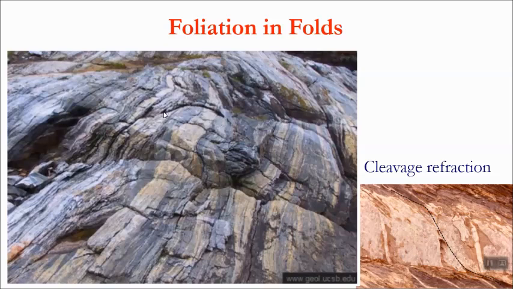From this cleavage refraction and the set of cleavage, we can find out the number of folding episodes that have taken place, and which side of the limbs we are standing on. Suppose that we are standing on this limb, and this is extending for several kilometers. From this foliation we can identify whether it's the right hand limb or the left hand limb. These are the practical implications of foliation, which is so useful in the field in identifying structural features.